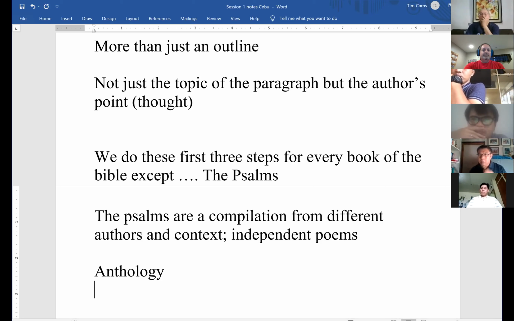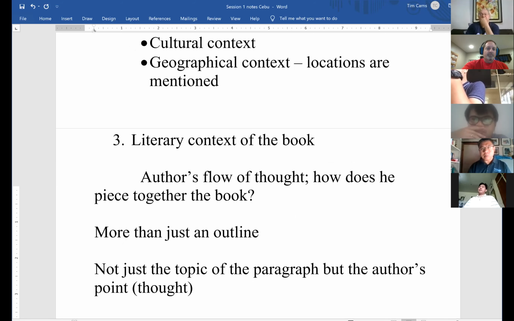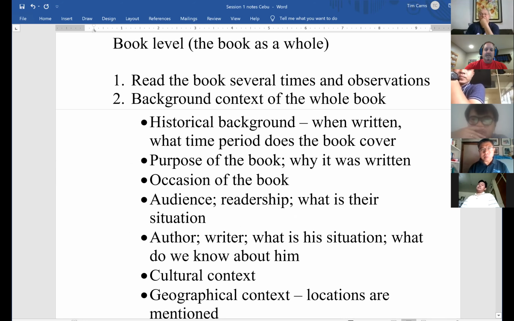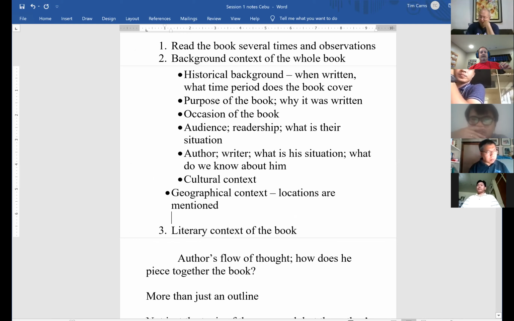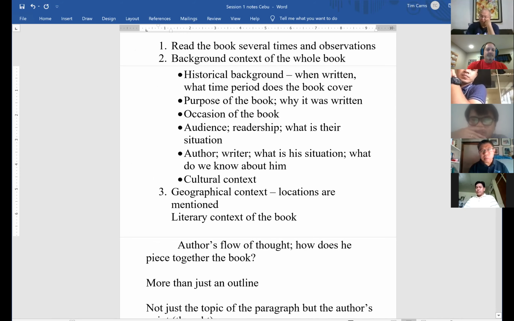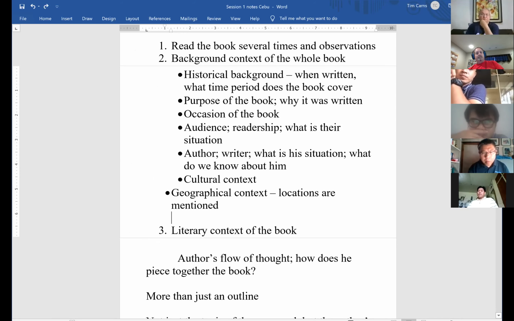So we will do these first three steps here: read, background context, and then literary context. We do that for every book of the Bible except the Psalms, all right? Because every book of the Bible is a book.